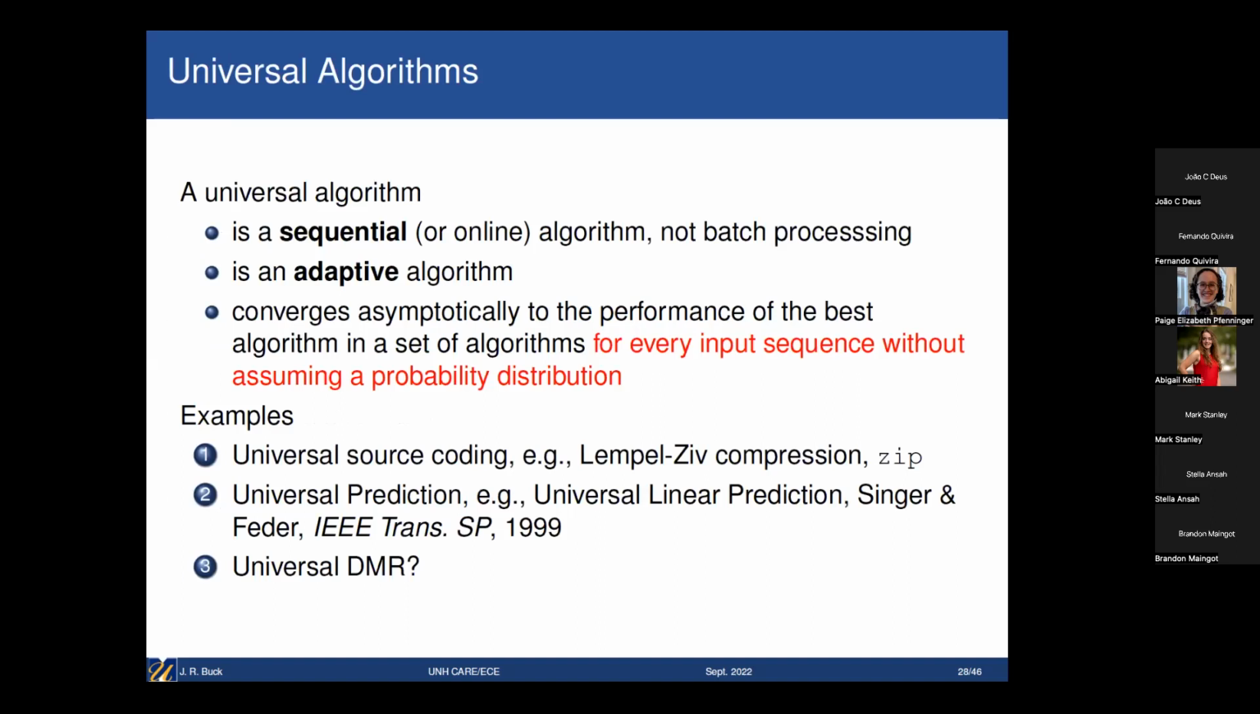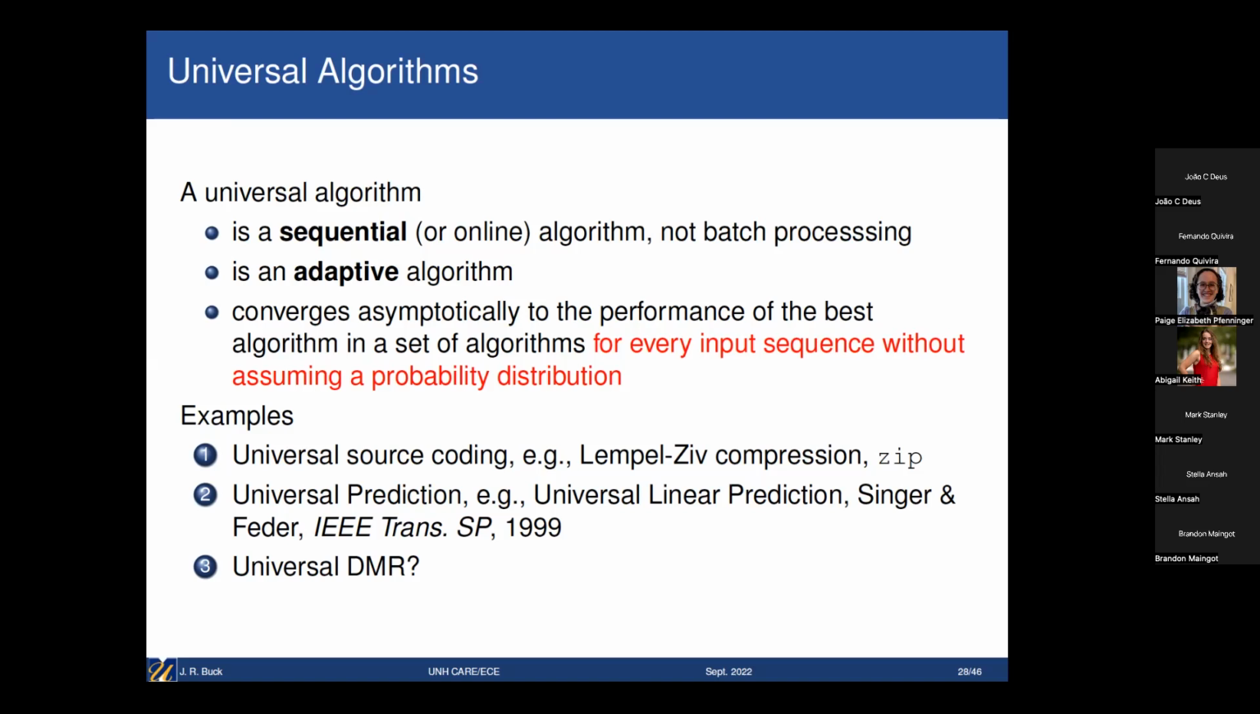So what's a universal algorithm? A universal algorithm is something that processes the data sequentially, or some people would call that online, not batch processing. It's adaptive. In fact, Ryabko and others sometimes call them doubly adaptive, and I'll mention why. And this is a key thing: it converges asymptotically to the performance of the best algorithm in a competing set for every input sequence without assuming a probability distribution. You've all used it probably without knowing it. Zip. The zip utility is an example of a universal source compression. And then again, like 20 odd years ago, Andy and Meir Feder did this for linear prediction.